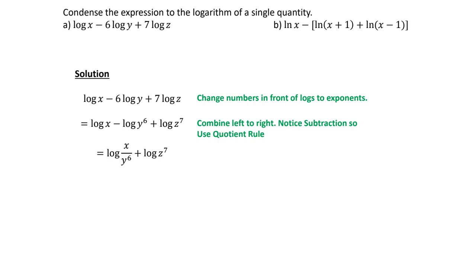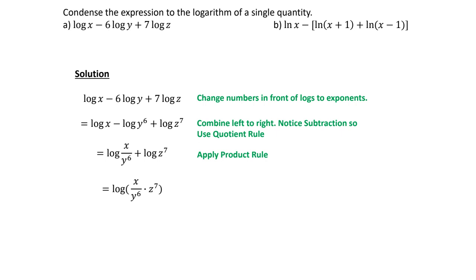Oh, now I have two logs that are being added to each other. This is the product rule. So I'm going to apply the product rule that says that I multiply those inputs, right? So I am going to have the log base 10 of x over y to the 6 times z to the 7. And I'm going to simplify that.